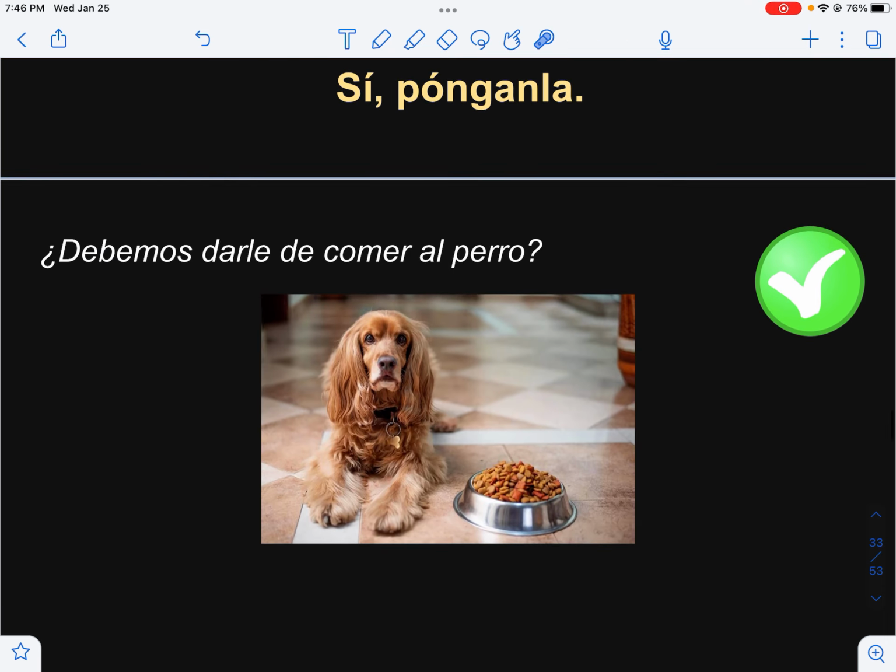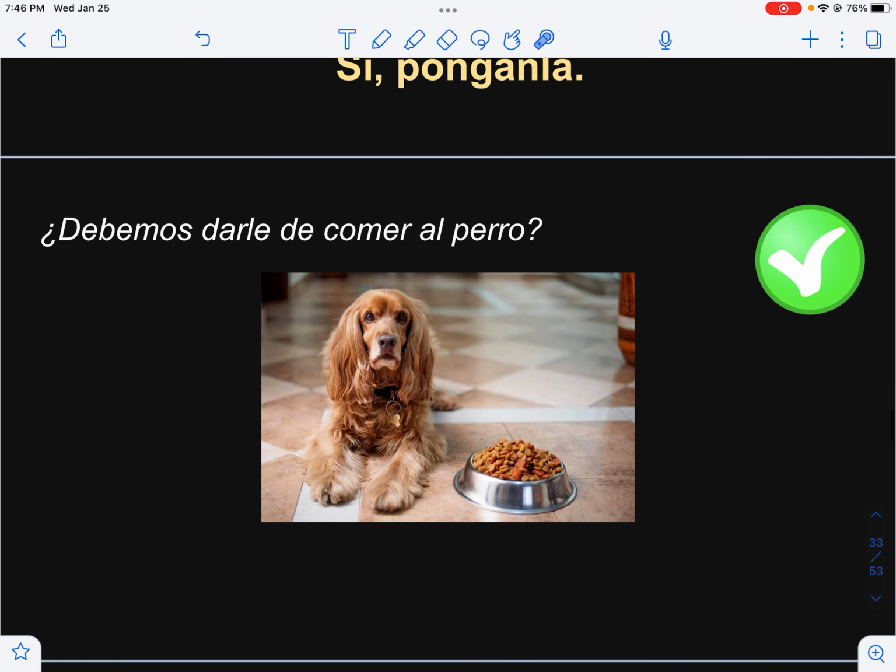And finally, the best one. Debemos darle de comer al perro. Now here's the trick, because there's two objects we can use. Al perro would be a direct object. And then, JK.